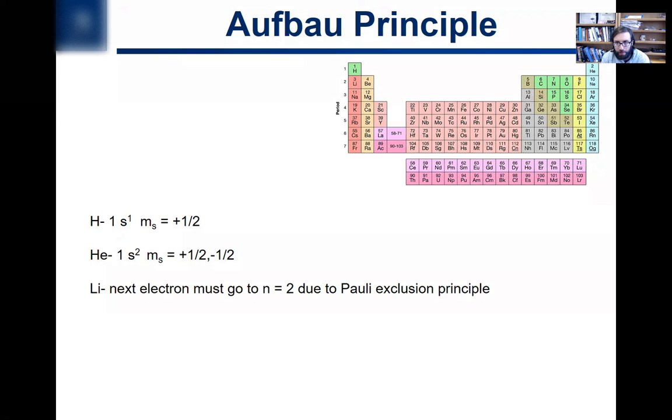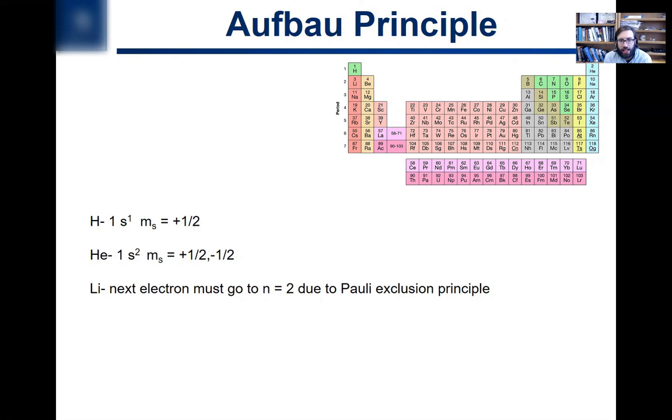Because we've filled up the 1s orbital, and there aren't any 1p orbitals to go into. We can't put another electron in there because whether it's spin up or spin down, it'll have the same quantum numbers, and due to the Pauli exclusion principle, we can't do that. All electrons must have different, a unique set of quantum numbers.